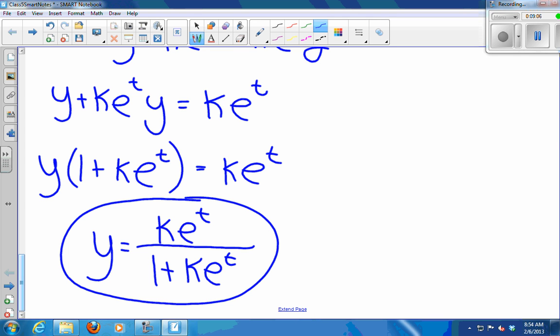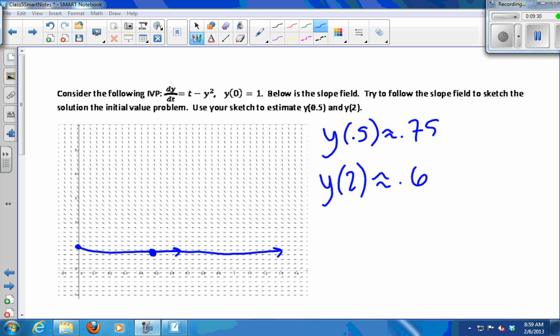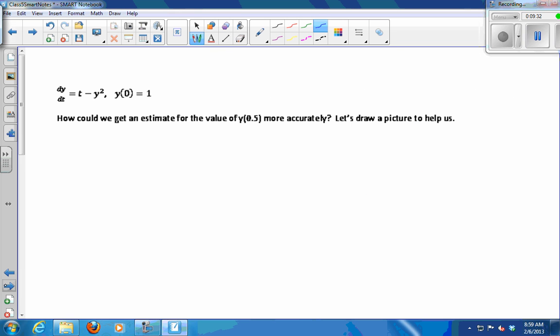I think that you had one of your classwork ones from the day that we did separable equations that was very similar to this. And I gave you also an initial condition, and it turned out, you would do all this and solve for it, and then when you plugged in the initial condition, you couldn't do it. There was no solution. So I want to get an estimate for y of 0.5 more accurately.